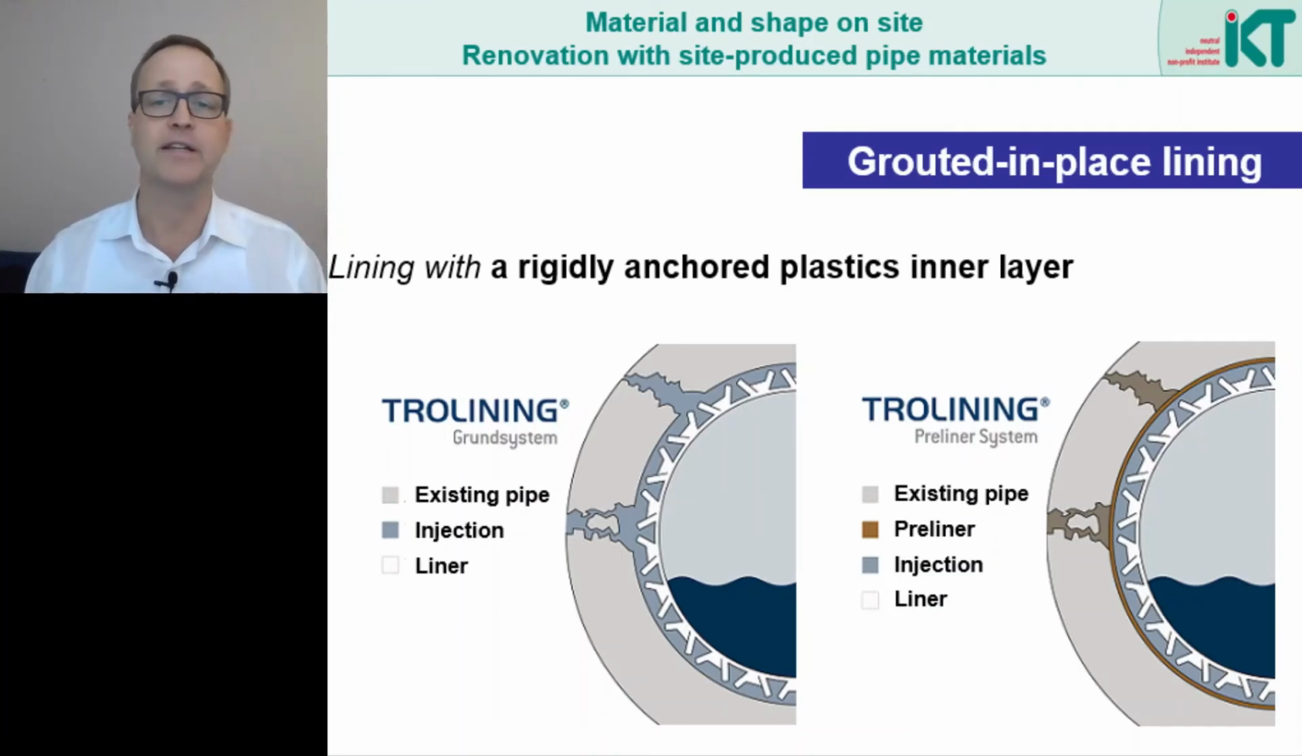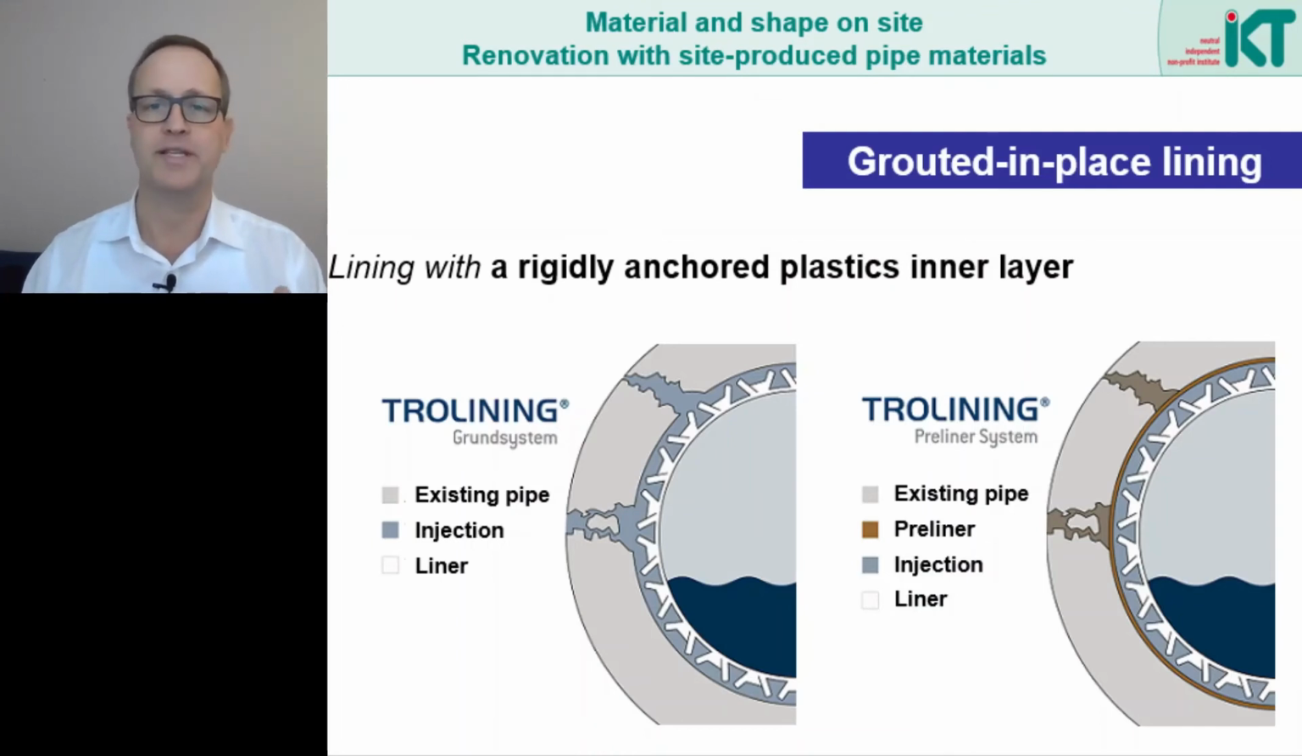For this reason, there is also a second option, shown here on the right. Here, a pre-liner is first blown in to separate the old pipe from the new pipe. This pre-liner prevents material from flowing into cracks or external cavities. However, in consequence, this method does not improve the old pipe soil system.